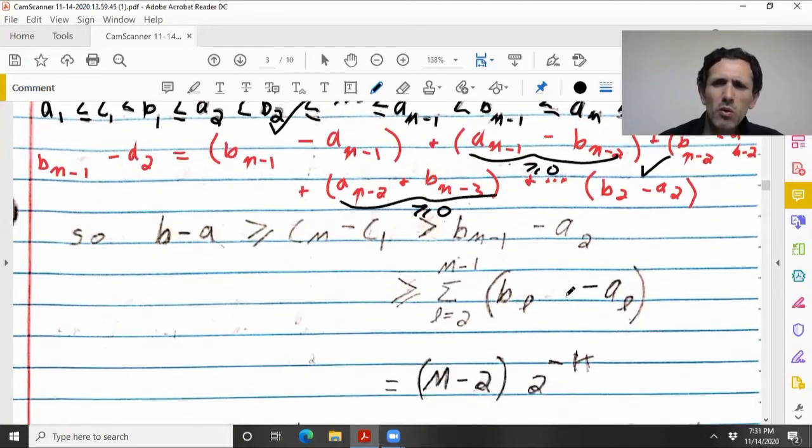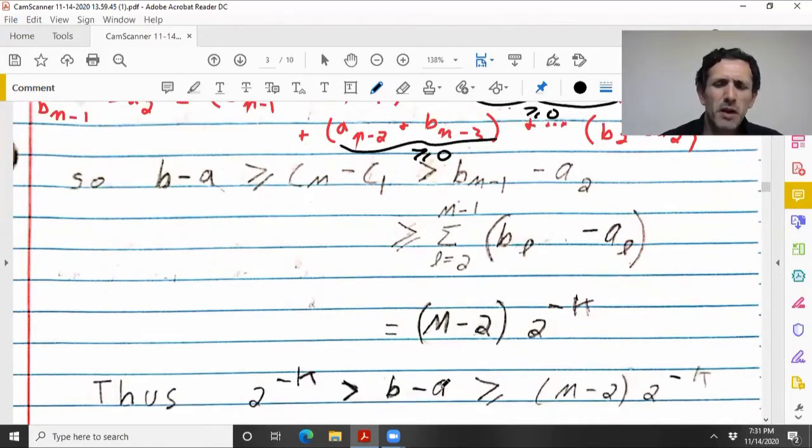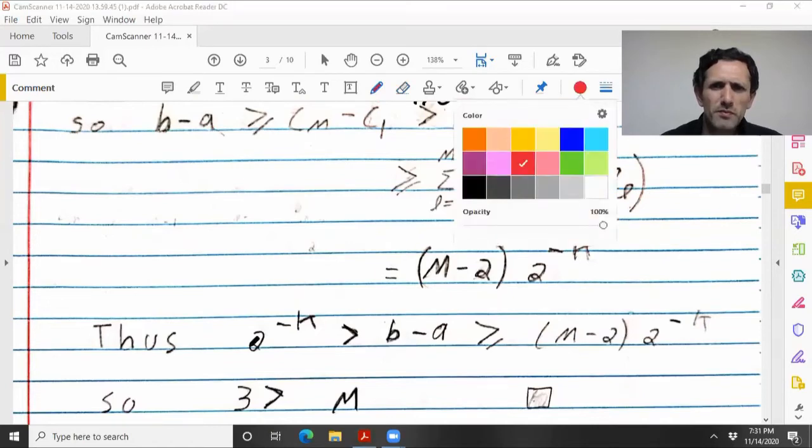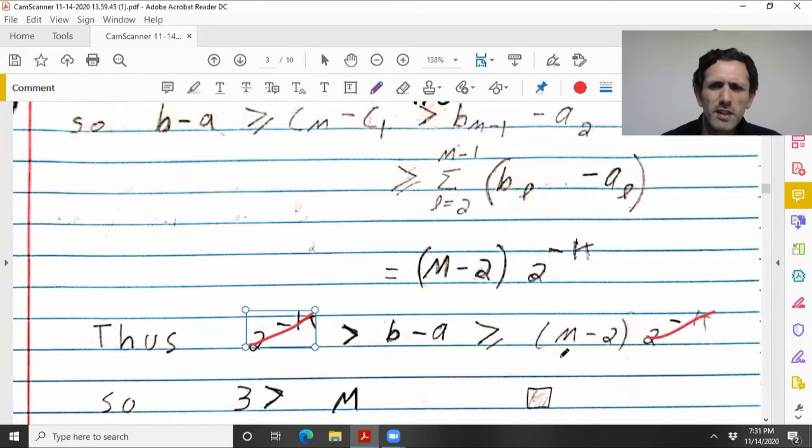Okay, now we know what this is. This is the length of JL, which is 2 to the minus K. The sum has M minus 2 terms. Okay, so B minus A is bigger than M minus 2, 2 to the minus K. But 2 to the minus K is bigger than B minus A. That's how we picked K. That's bigger or equal to M minus 2 to the minus K. So all we do now is cancel 2 to the minus K's. So this becomes a 1 here. This is M minus 2. So M minus 2 is less than 3. M is less than 3, but M is a positive integer, so M has to be less than or equal to 2. And that completes the proof of 4.